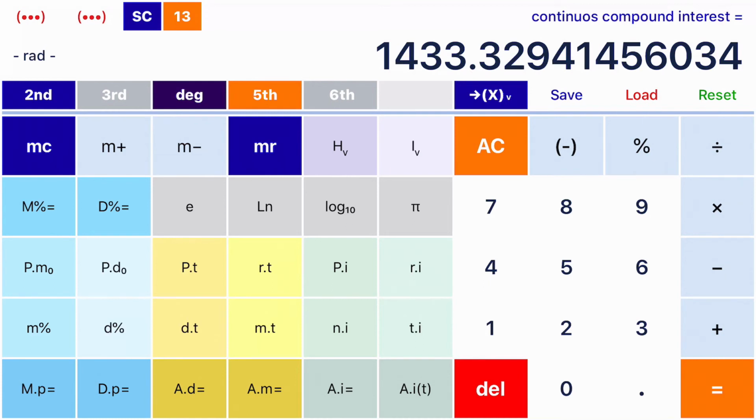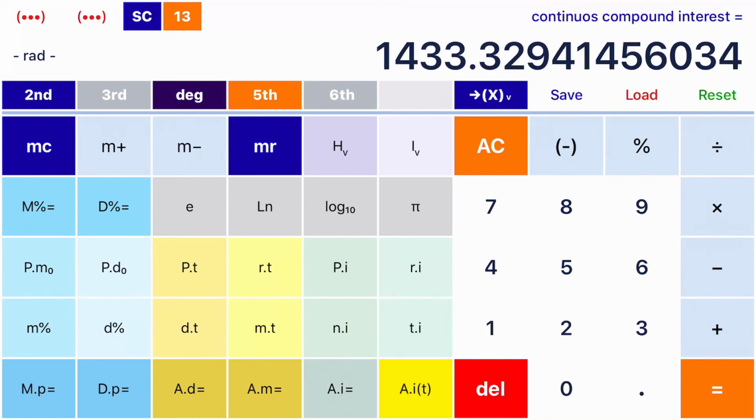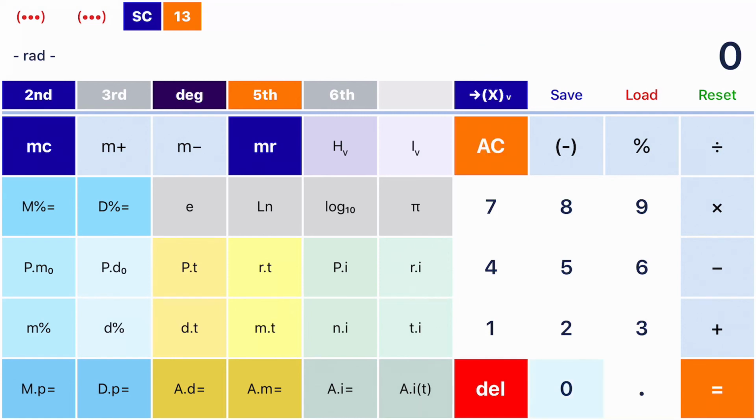All right, this is it as far as compound interest. You could also calculate daily interest as well as monthly interest if you were to need those calculations. But at this time, I'm only showing you how to do compound interest. All right, let me go back to the home screen.